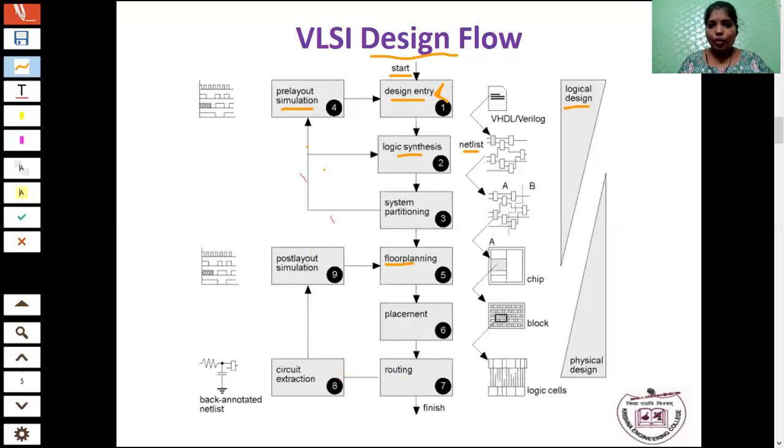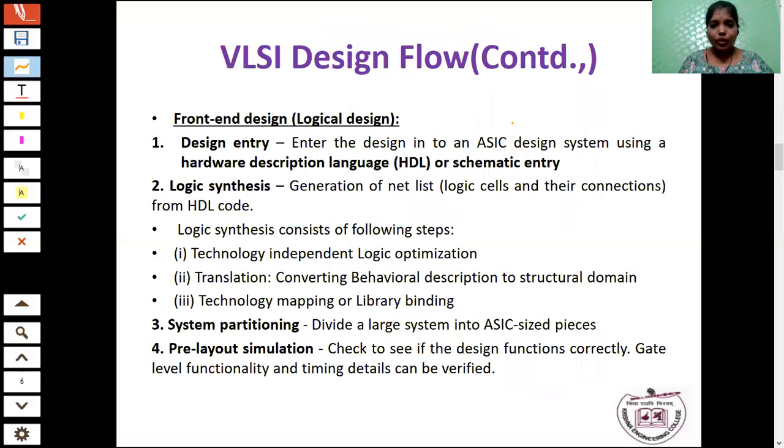It has two parts: one is the logical design, the second is the physical design. The logical design has design entry, logical synthesis, and system partitioning. After the system partitioning, we perform the physical design, that is, the geometrical layout of the design. That is floor planning, placement, routing, circuit extraction, followed by the post-layout simulation. So already I told you that it has two things: one is the logical design.